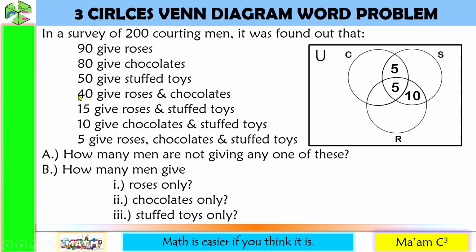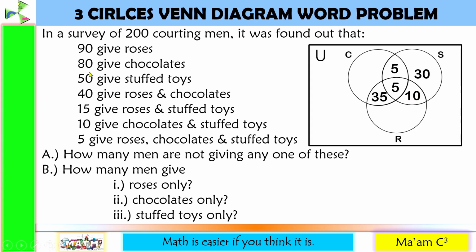Then next, go up again. 40 give roses and chocolates. So roses and chocolates, this portion is the intersection. We already have 5. So this will just be 35. Next, go up again. 50 give stuffed toys. So stuffed toys here. So the totality of this set must be 50. We already have 5, 10 plus 10, 20. So 50 minus 20, this will just be 30.